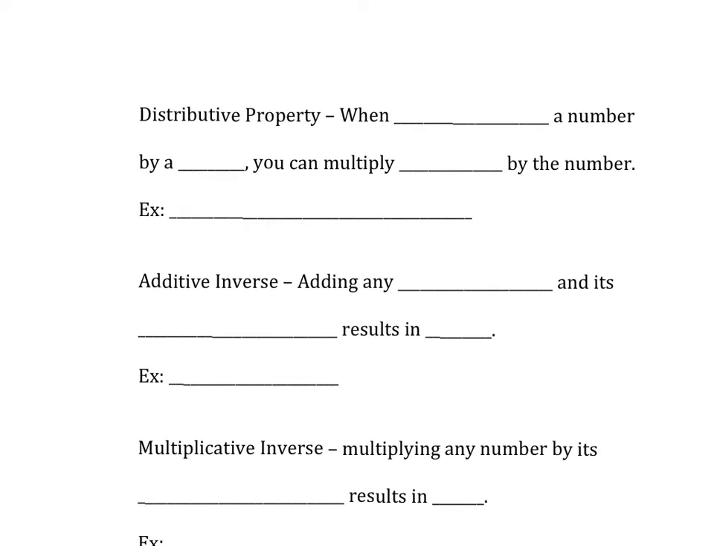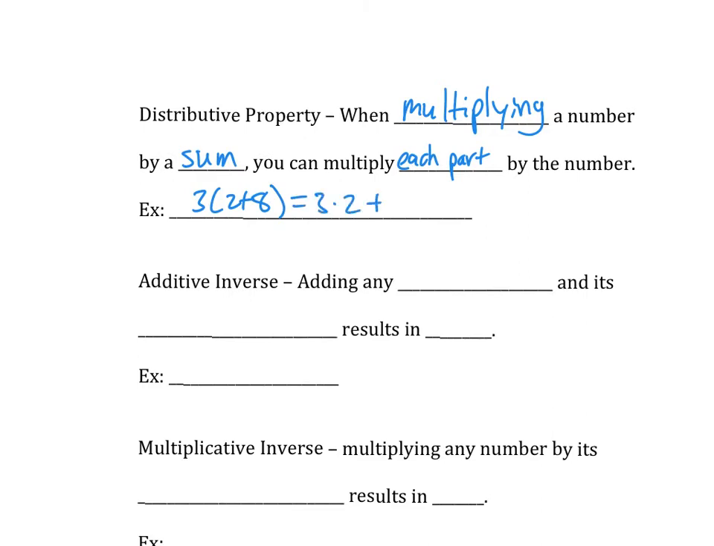All right, the distributive property is also one that you are aware of. We've talked about that one before, okay? That says that when multiplying by a number, or multiplying a number by a sum, you can multiply each part by the number, okay? So if we had 3 times 2 plus 8, that would be equal to 3 times 2 plus 3 times 8. Okay, that's something we've seen before. Maybe we've seen it in the form of like an expression.